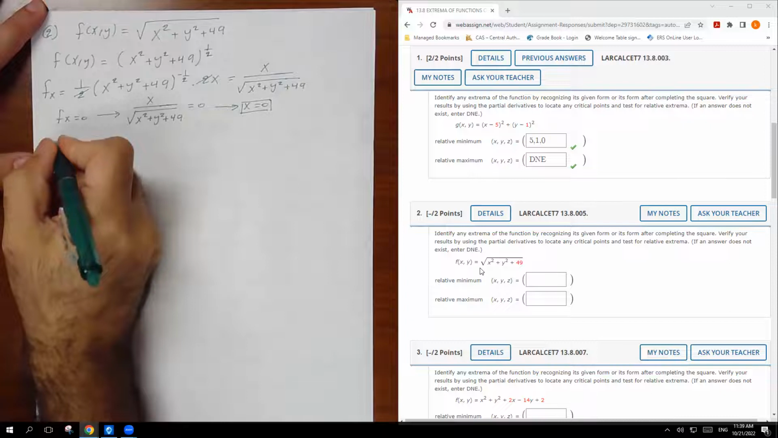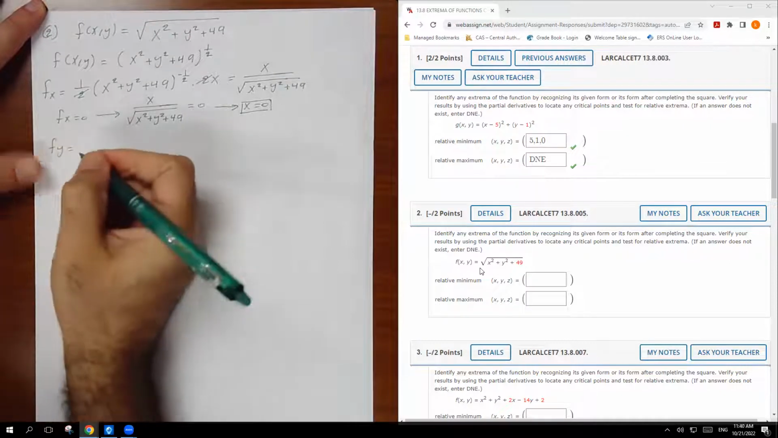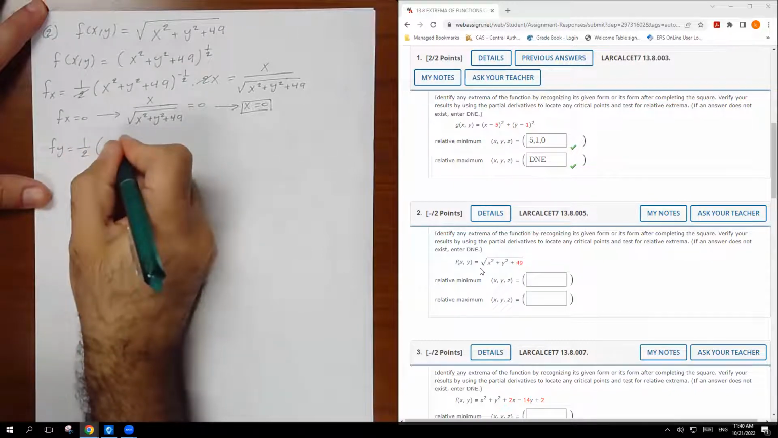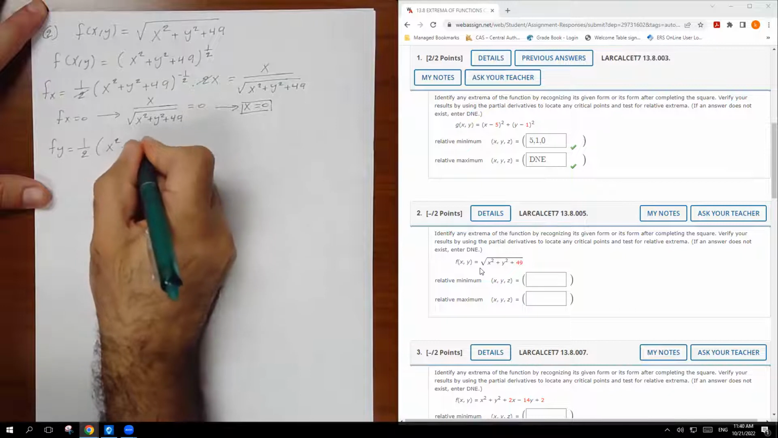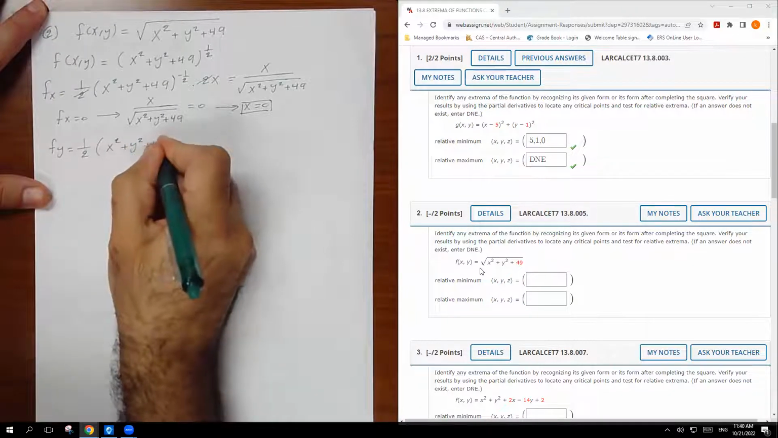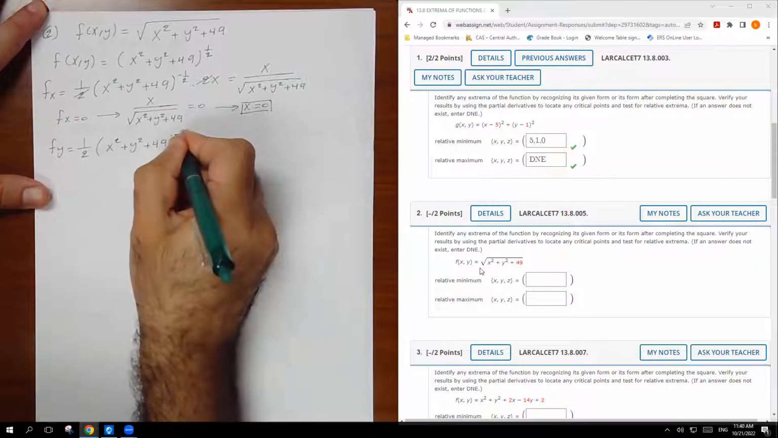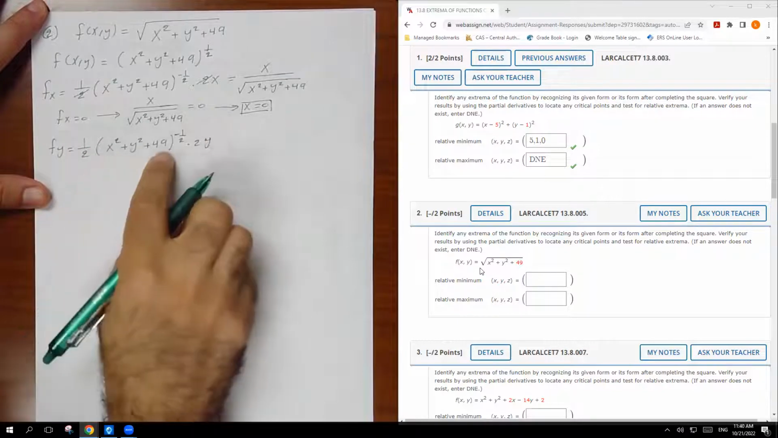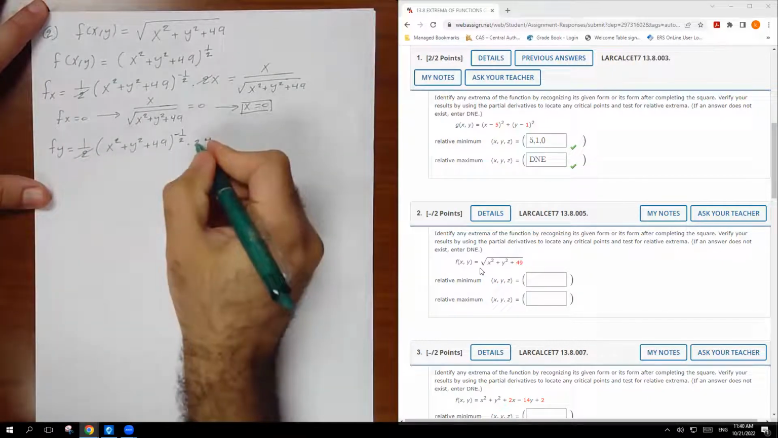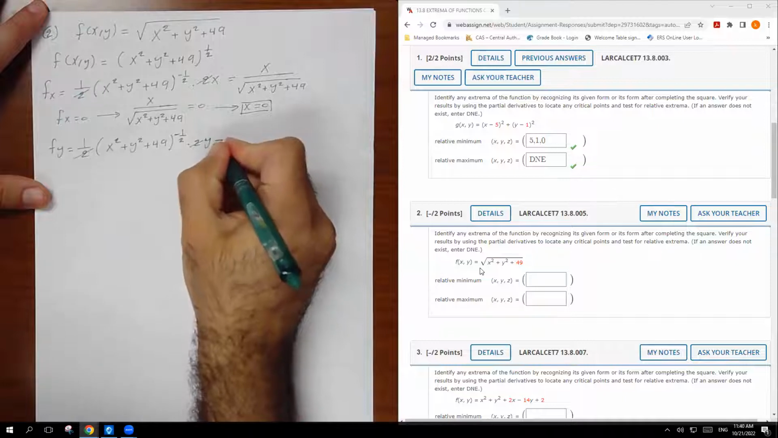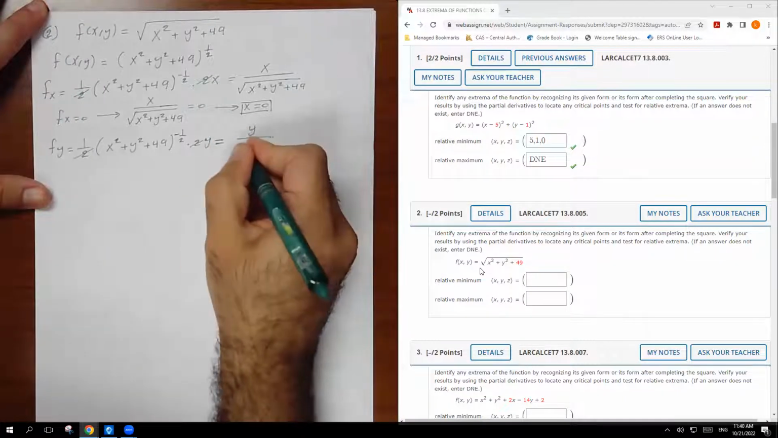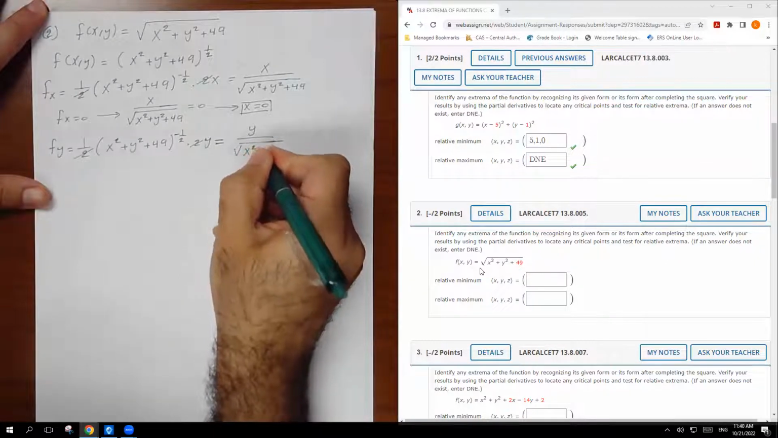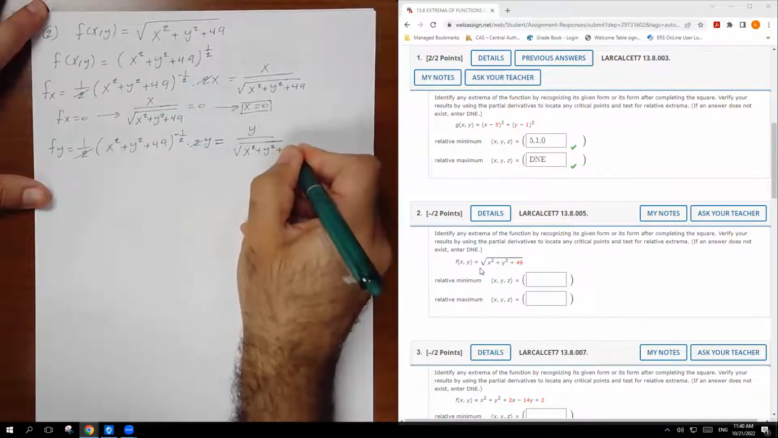Then we're going to do the same thing for the y. So f sub y is going to be, we're going to find the derivative with respect to y, is going to be half (x squared plus y squared plus 49) to the negative half times 2y. The derivative of f with respect to y. This is 0, this is 0. Cancel the 2 with the 2. So the result is going to be y over the square root of x squared plus y squared plus 49.